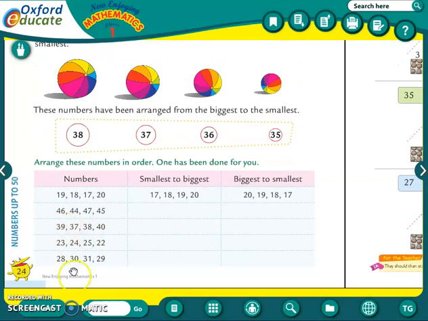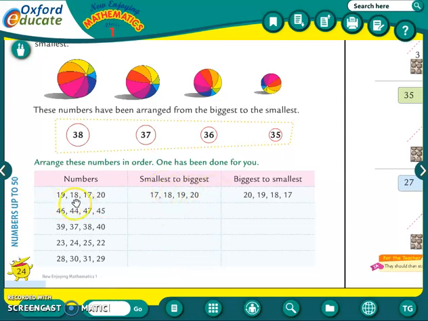Now see this page. Here what we have to do, see, one example is also given. Arrange these numbers in order. One has been done for you. Numbers are given. These numbers are jumbled. They are not in order. They are given in a jumbled form. Then here, in this column, we have to write smallest to biggest.